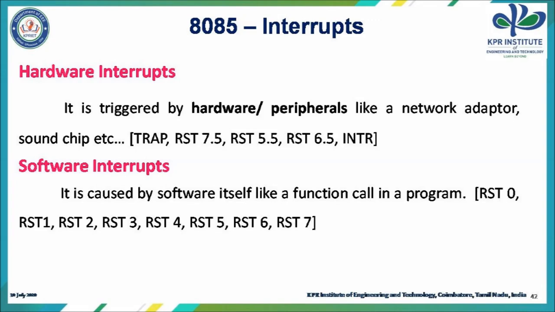The software interrupts are nothing but software instructions. They are the commands given to the processor through a program. There are 8 software interrupts starting from RST 0, 1, 2, 3 up to 7. So there are 8 software interrupts in 8085 processor.